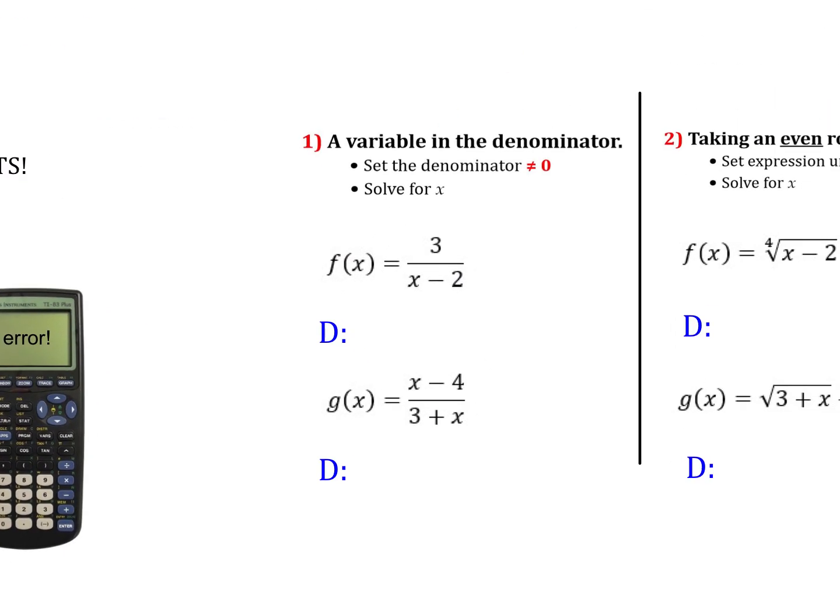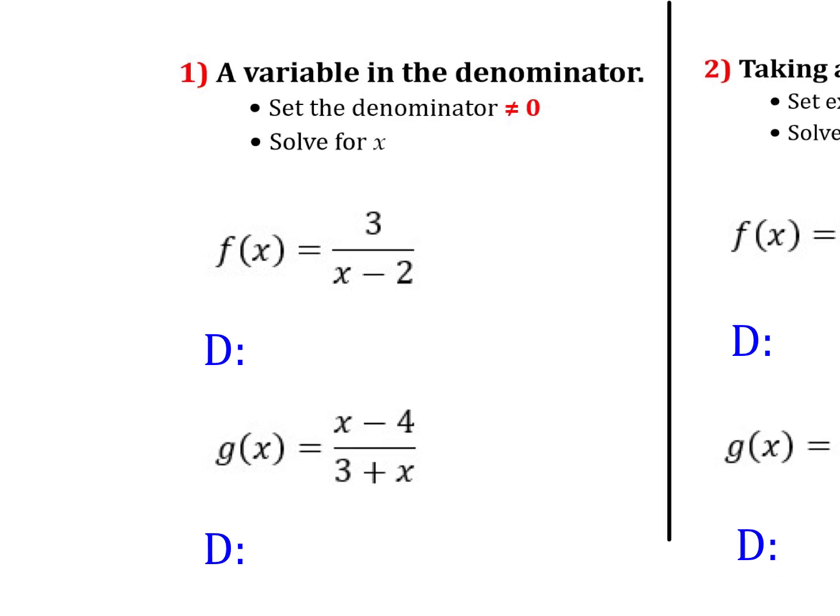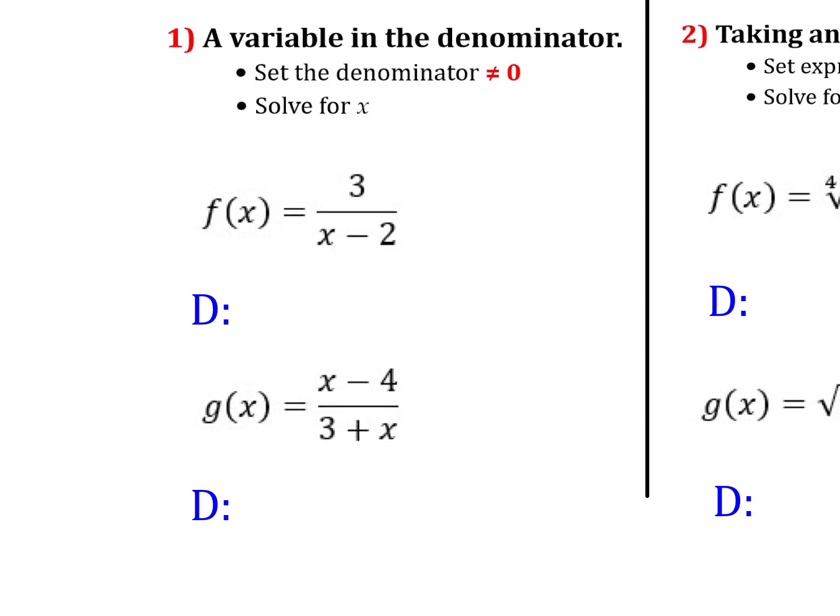All right, here we go. Let's take a look if we have a variable in the denominator. If you have a variable in the denominator, you cannot have it equal to 0. So that denominator cannot equal 0. X minus 2 is not allowed to equal 0. So that means x is not allowed to equal 2. X can be anything except for 2.